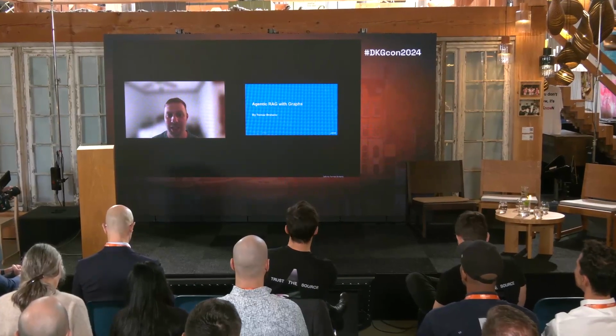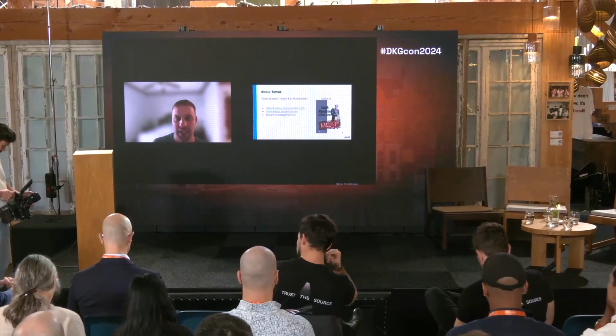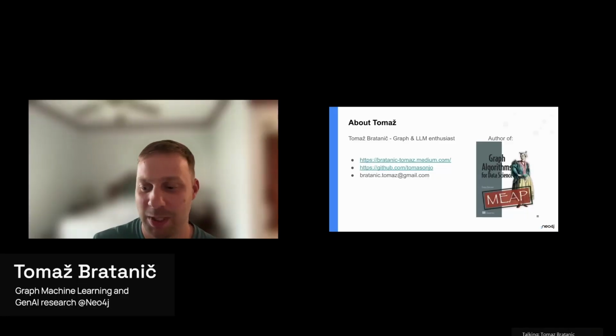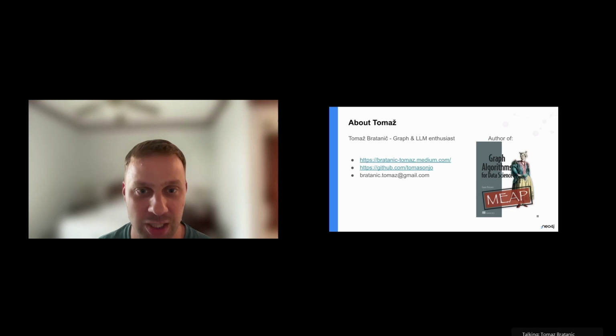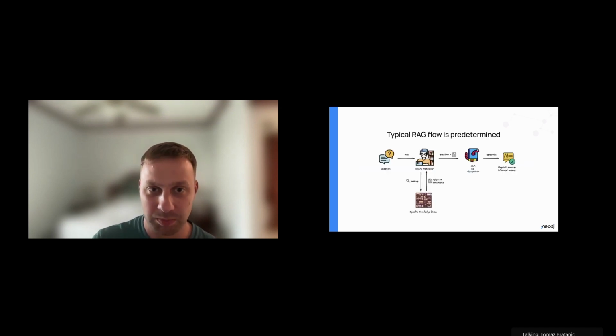And as mentioned, today I'll be talking about agentic RAG with graphs. I work with Neo4j for like 7 years, and I write a lot of blog posts. So even though the presentation will be mostly theoretical, you can go on my Medium or GitHub and you have basically all the code if you want to play around and test these things on your own.